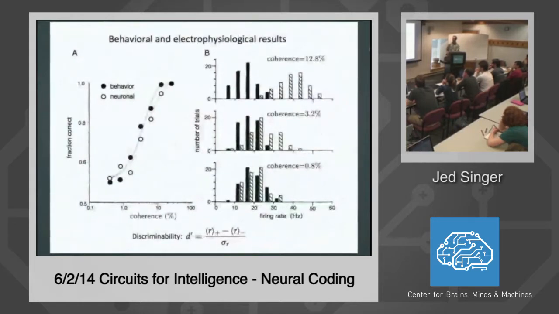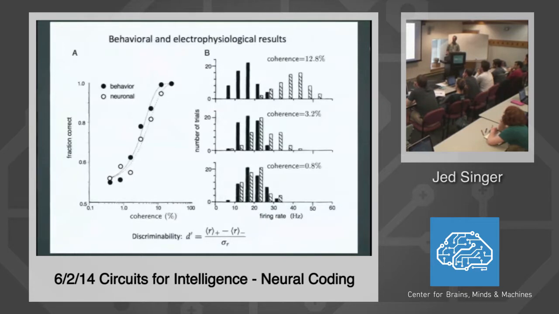So how did the monkeys do? Here we have plotted on the x-axis the percent coherence, and on the y-axis we have the fraction correct. These black dots show the monkey's behavior, and there's actually a typo here. This should be 0.4, this is 0.5. So at very low coherence, below 1% coherence, the monkey's performance was at chance. And by about 10% coherence, the monkey's behavior was at ceiling, 100% correct. And in between, you see this nice sigmoid psychometric curve.